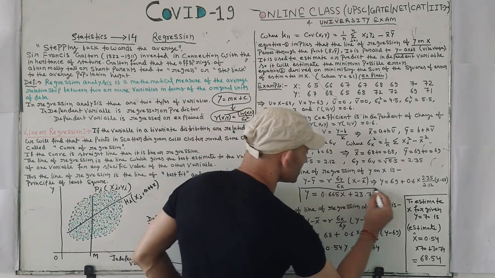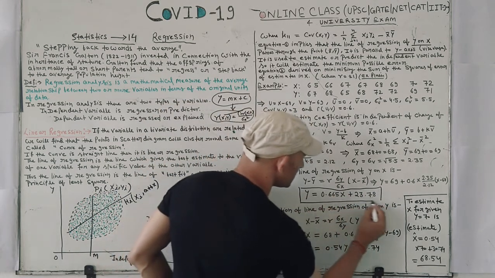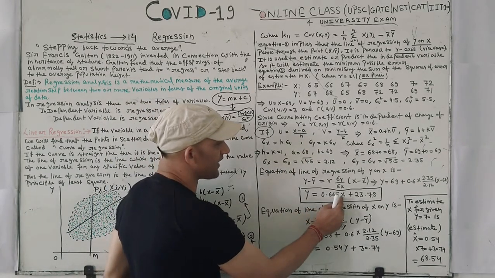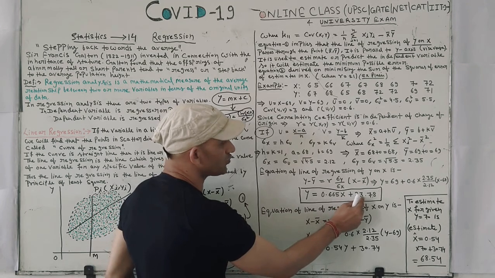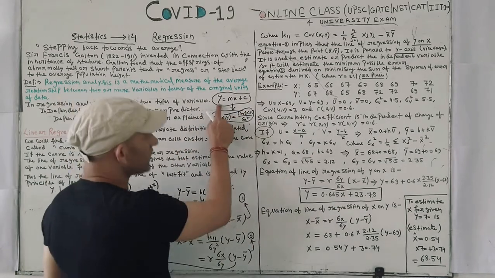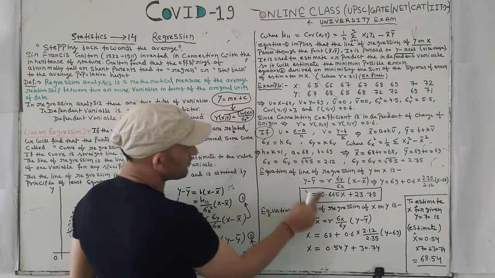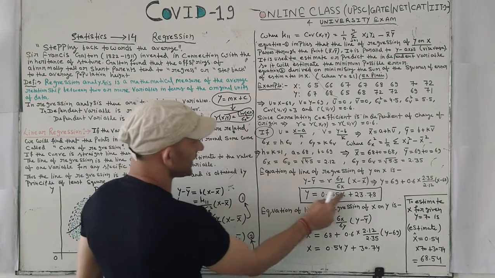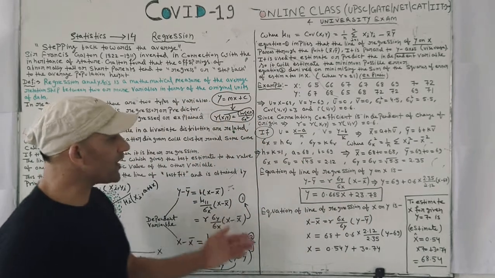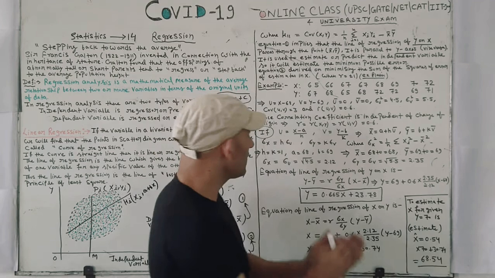You can see that this is the equation of a straight line. Y is equal to 0.665x plus 23.78. Y is equal to mx plus c. So in place of m we have written this value, x plus, in place of c we have written this value. Okay, so we are finding a straight line.